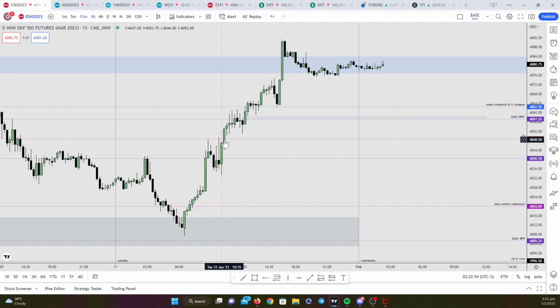Okay, there is another fair value gap that I'm interested in, would be this area here. It's right at the consequent encroachment of the daily balance price range. So these two levels I'm interested in. Okay, but of course if I were to be super bullish, I would not like to see this close. I would just like to see it tap into this area and run up.